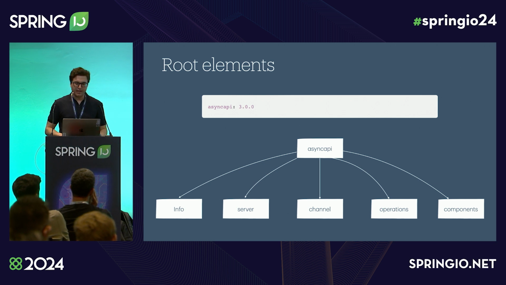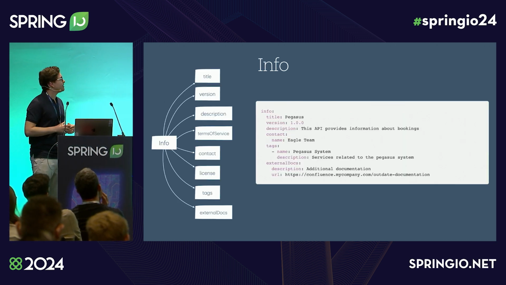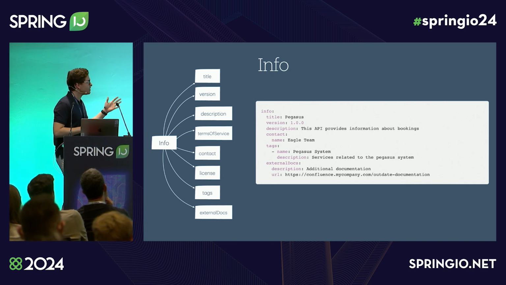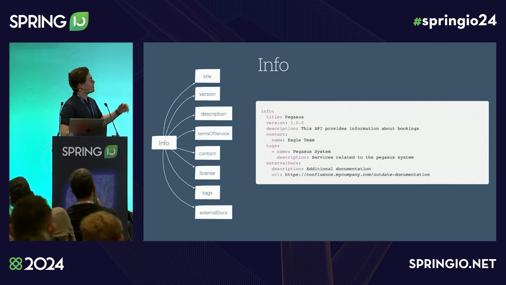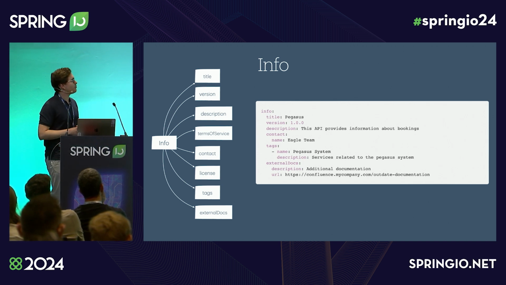And I'm going to be creating the file with you right now. So the first one is the information, right? So you have information from our system. The information have all these elements to play with. So you have title, version, description, you name it. So here, for example, we have an API called Pegasus. The version of this API is 1.0.0.